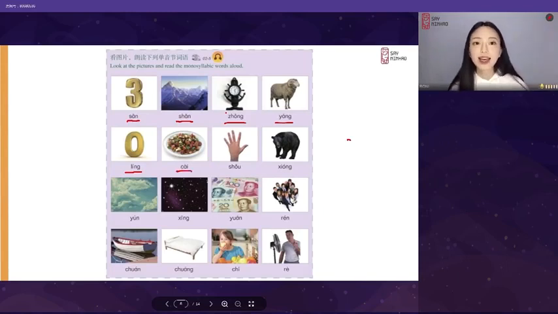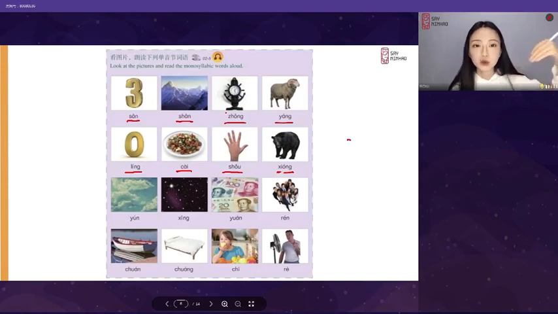Next one is cai, which means dish in Chinese. And the initial c, we just learned it. And the final is ai, we learned it last lesson. And the tone is the fourth tone. So put them together, we can get c ai, cai. Okay, next one is hand, shou. Read after me, please. Shou. The initial is sh, the final is ou, and the tone is the third tone. Okay, try to separate the initial and final and tone by yourself, okay?